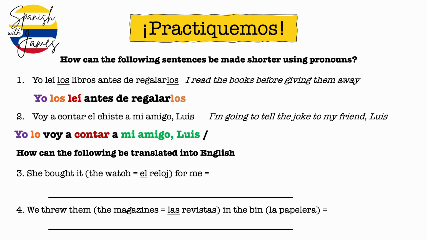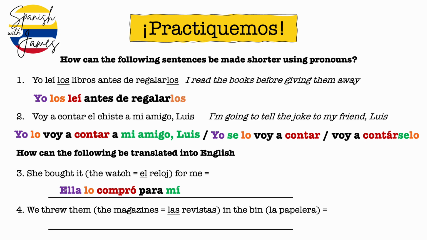If I want to get rid of my friend Luis and just change it to the indirect object pronoun, I need to remember that I cannot say yo le lo voy a contar. I have to say yo se lo voy a contar, and I've got that flexibility to also say voy a contárselo. Número 3. Ella lo compró para mí would be the kind of easier way.